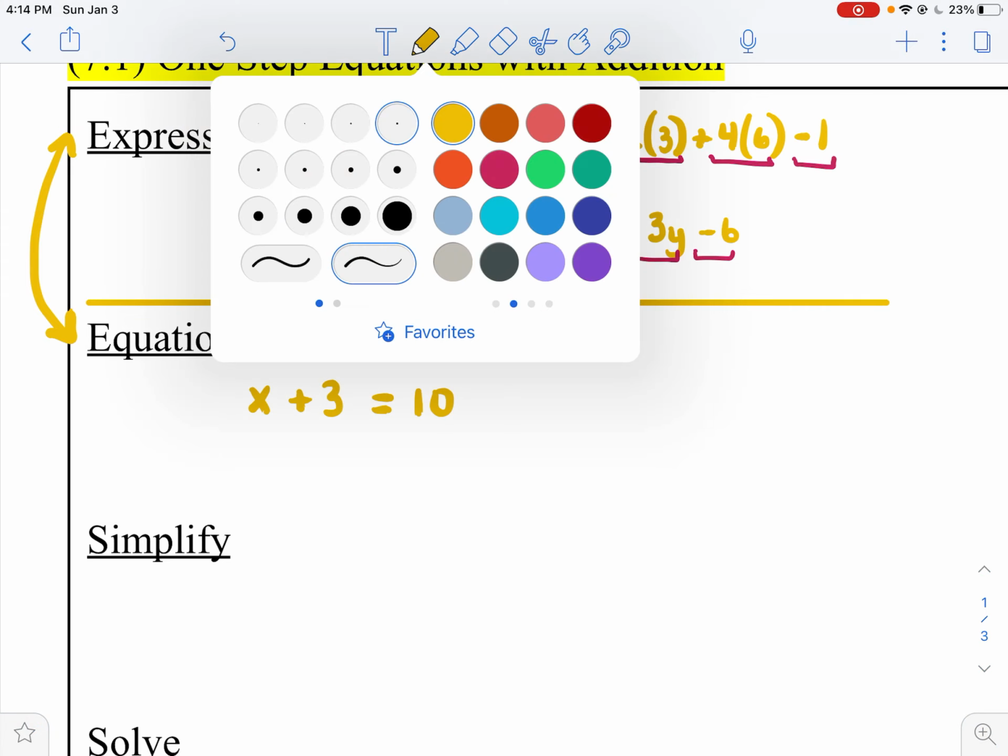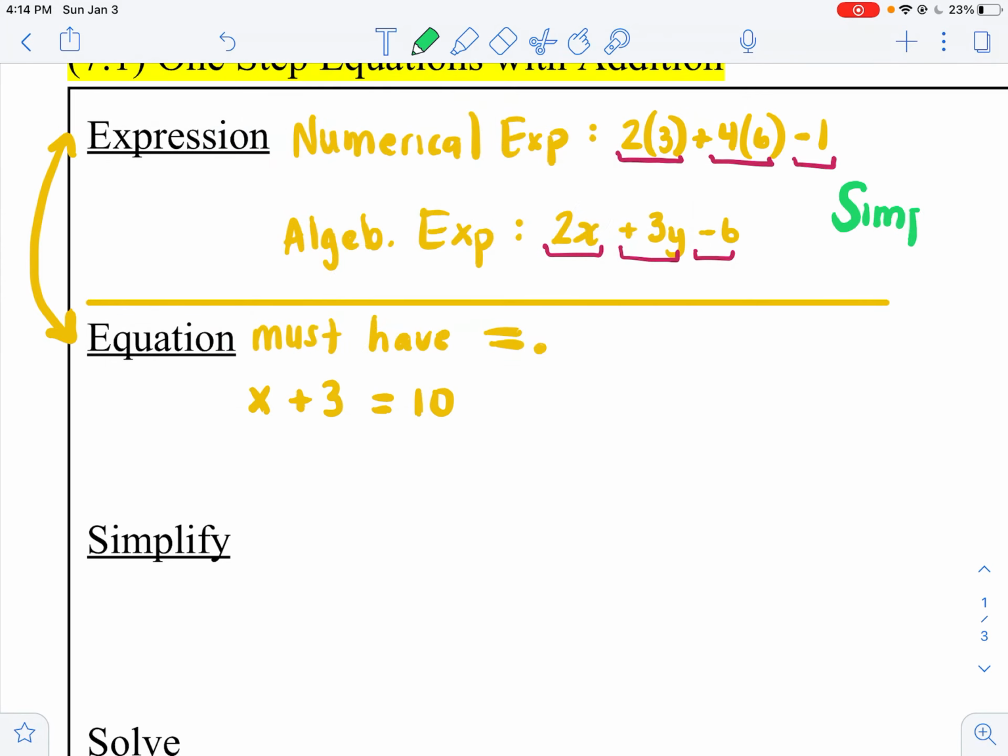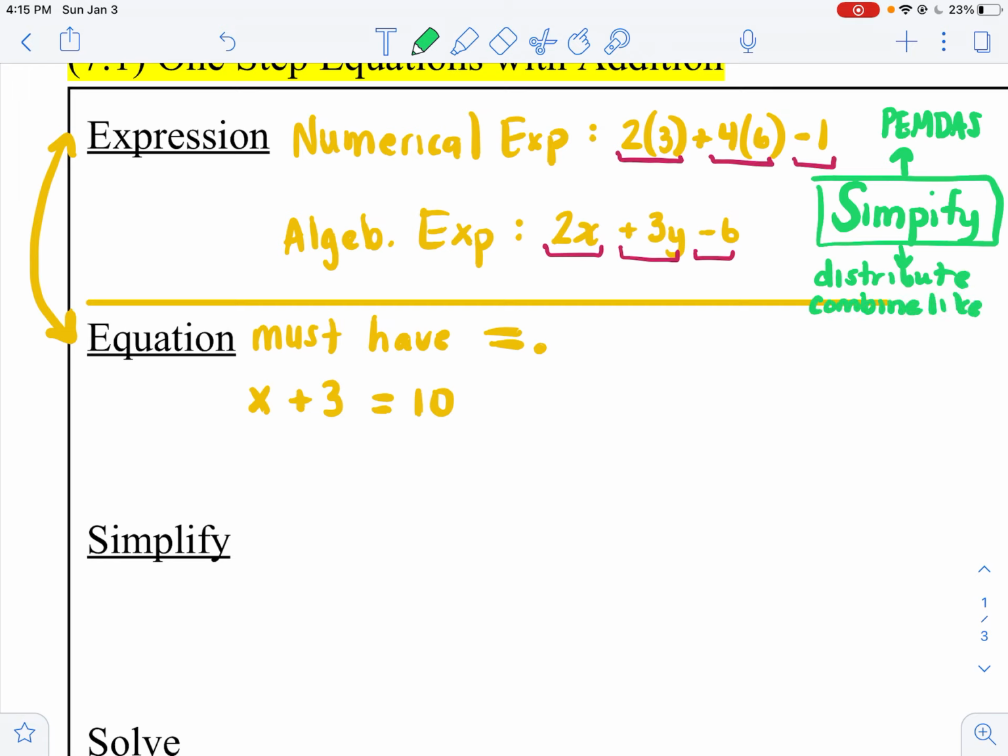Okay? Now, expressions, we were only able to simplify, right? We were able to simplify expressions. Numerical expressions, we were able to simplify using PEMDAS. Algebraic expressions, we learned in the last chapter that we can distribute, we can combine like terms, we could do both, and we can also factor. In an equation, we cannot simplify, we can only solve. So our keyword here is to solve.